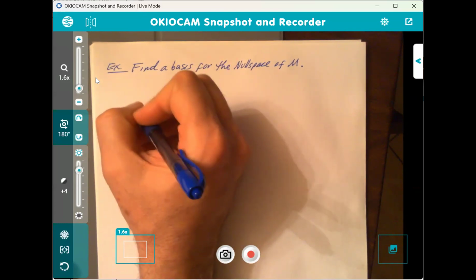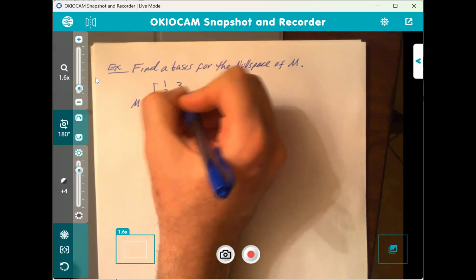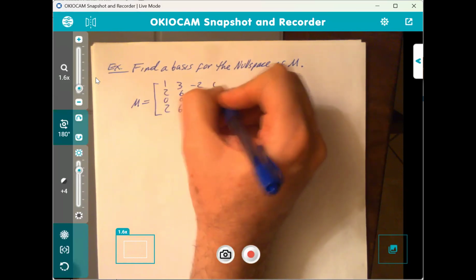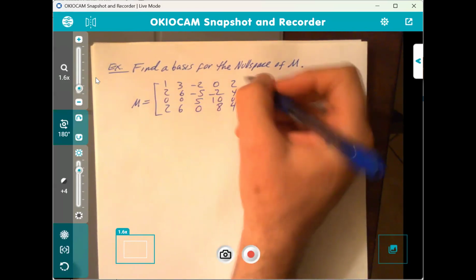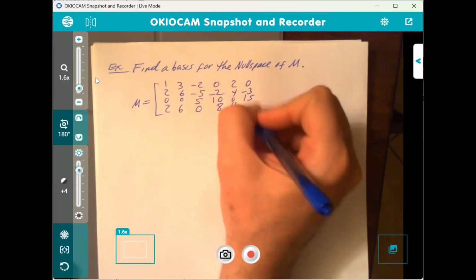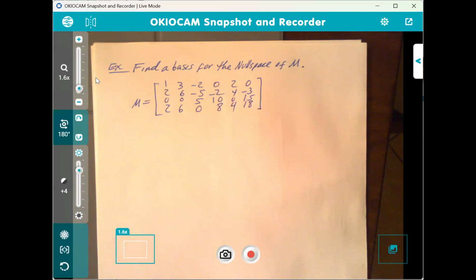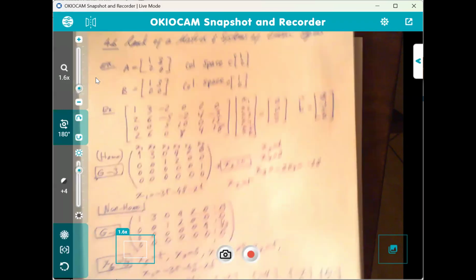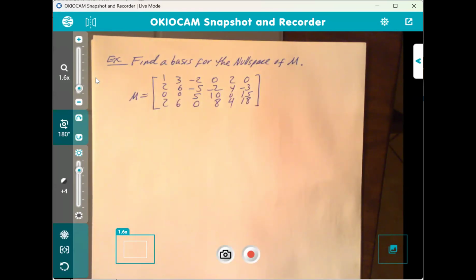Okay, so the matrix M here is going to be, let's say, 1, 2, 0, 2, 3, 6, 0, 6, -2, -5, 5, 0, 0, -2, 10, 8, 2, 4, 0, 4, 0, -3, 15, and 18. Now this matrix is actually the matrix from my previous example. That should be familiar. So that's the one we did before the break. Here, let me show you what I mean. It's the same matrix, right here. So this time you want to find a basis for the null space of that matrix M.